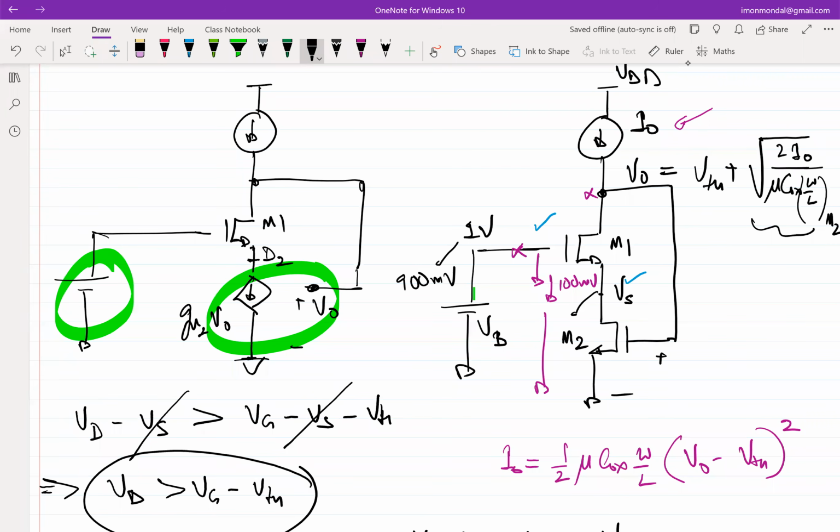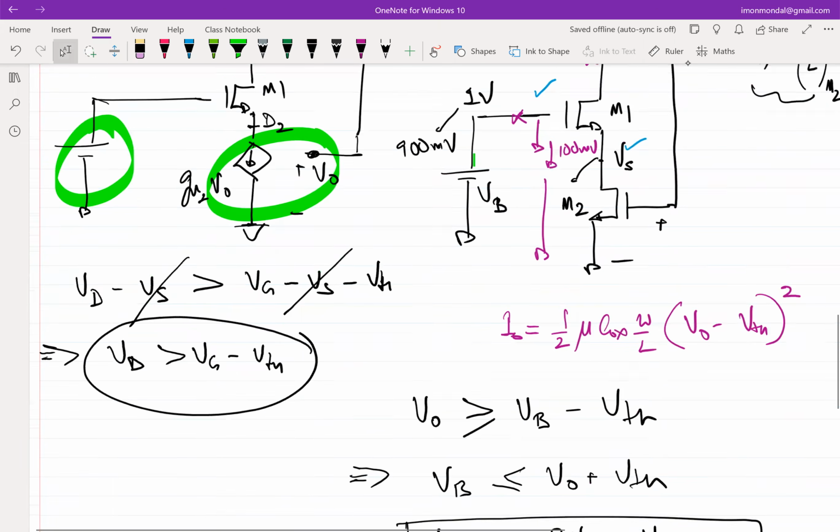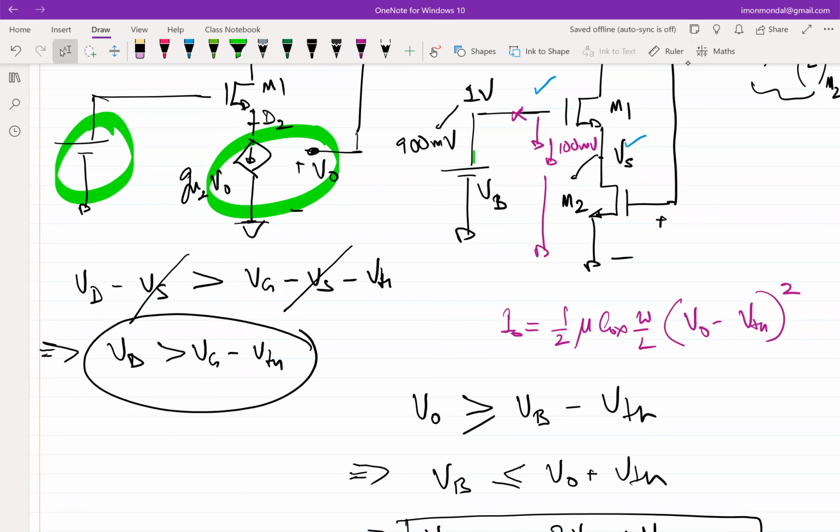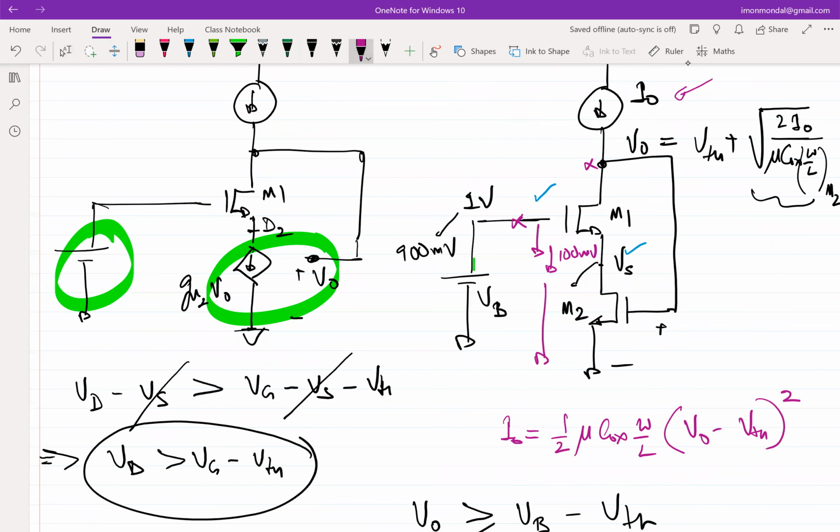M2 will start getting into linear, right? So I'll have to figure out the condition under which M2 gets into linear. From there, I can back calculate the lower limit of VB, right? I already know what V0 is. Will this V0 change when I change VB? No, right? Because again, it is the same constant current biasing. The current is constant, VGS has to be the same, so V0 will not change. So if V0 is not changing, what is the minimum VS for M2 to still stay in saturation?